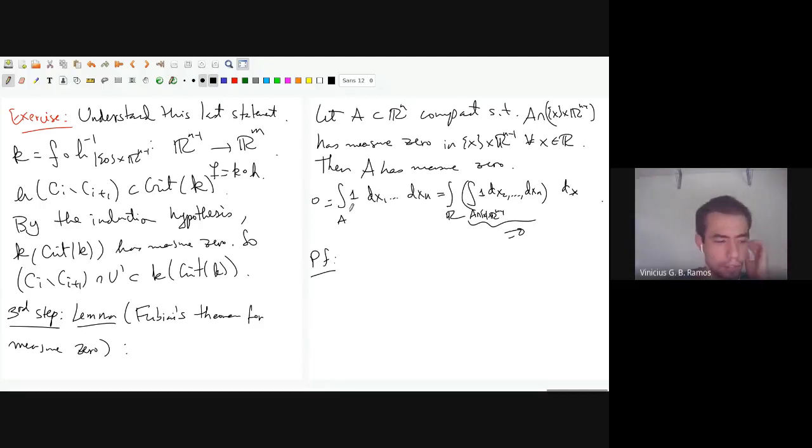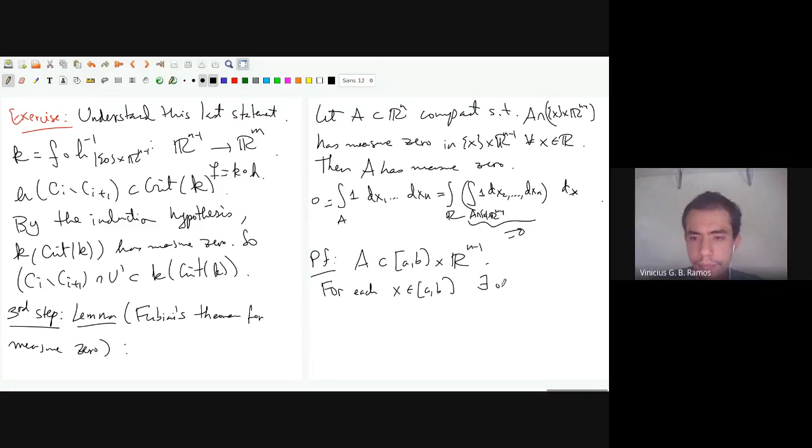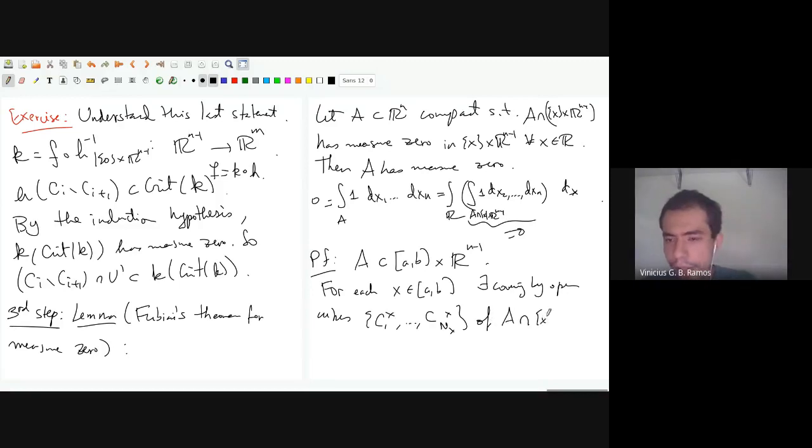Well, how do you do that? Now, first of all, if A is compact, you can just assume A is contained in [a,b] times R^(n-1). So you only really need this condition in a compact set. And then, for each x in [a,b], there exists a covering by open cubes that I'm going to call C_1x up to C_(n_x)x of the slice.